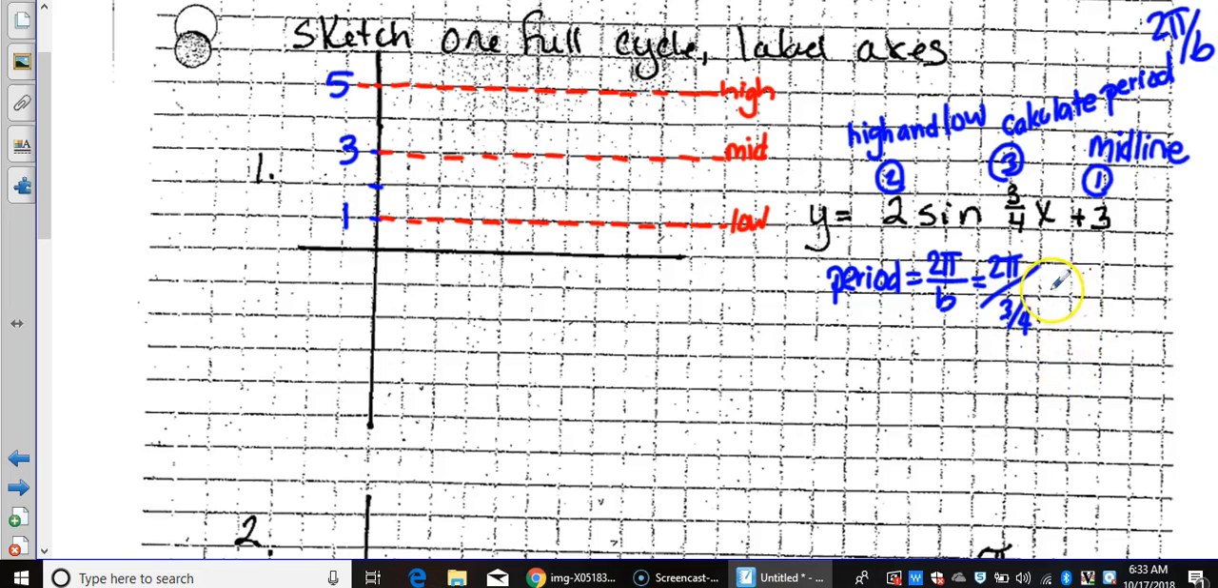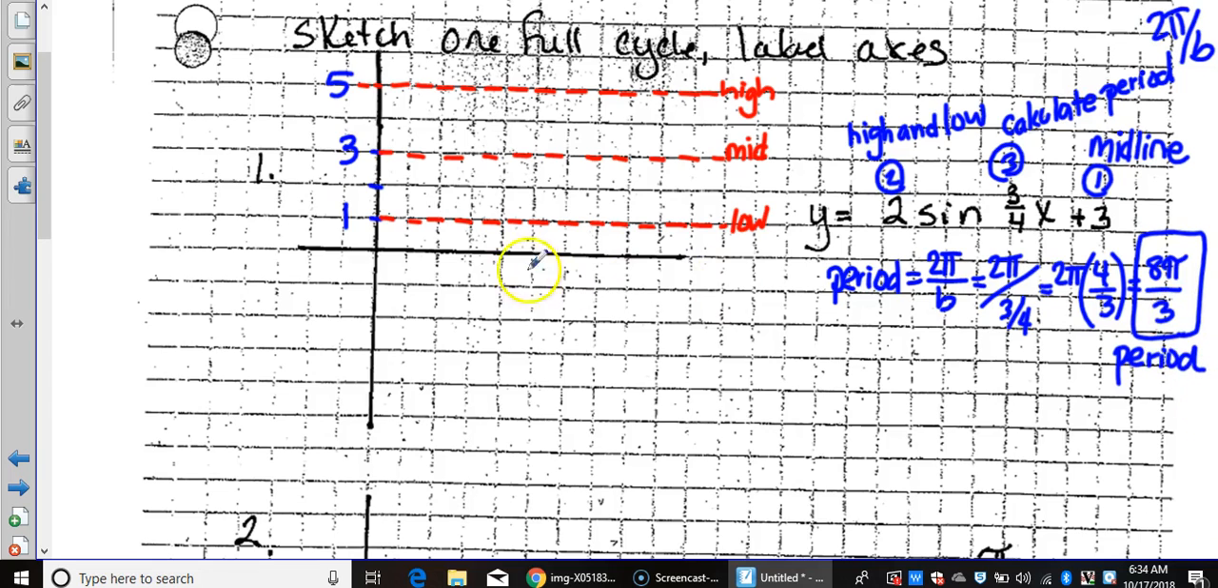When we know we don't divide by fractions, we multiply, keep, change, flip, right? So keep 2 pi, change to multiplication, flip 3/4, and that becomes 4/3. Multiplying straight across, we get what? 2 pi times 4, 8 pi. Invisible 1 down here, you can write it if you would like. Times 3 is 3. So I know this is my period.